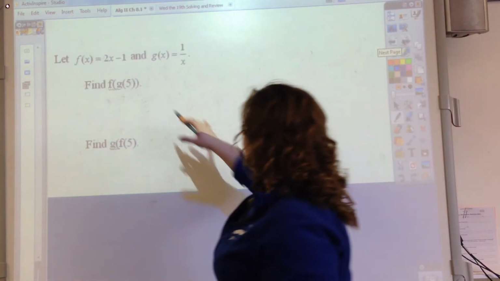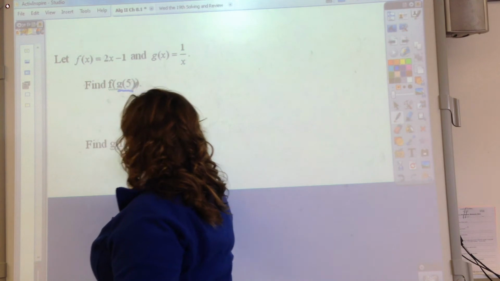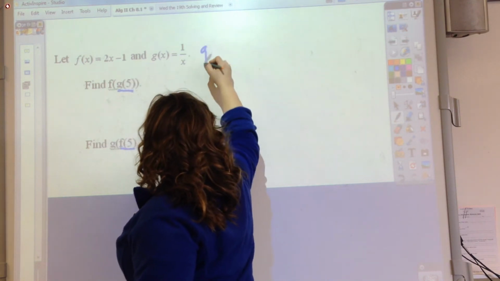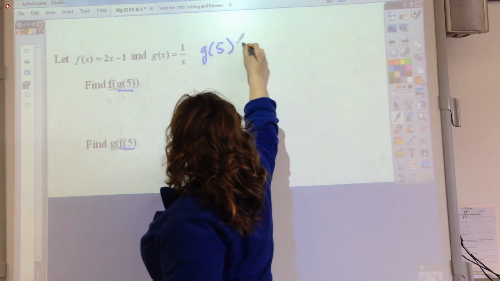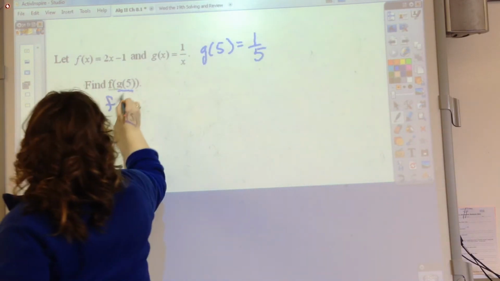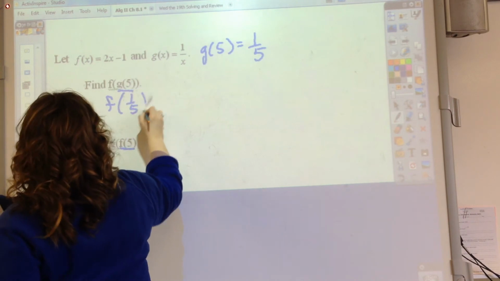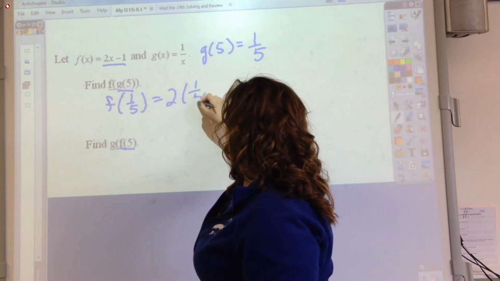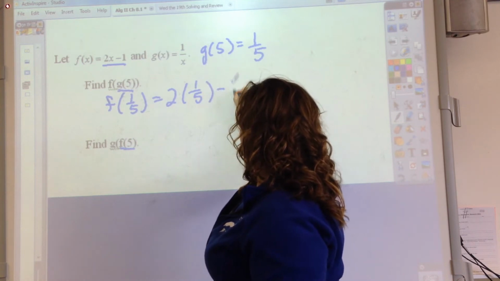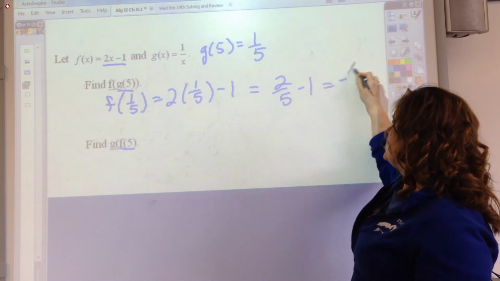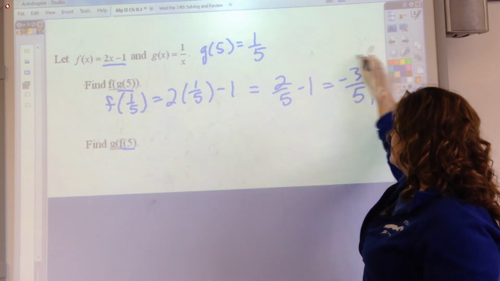All right, what if we, again, do the inside first? Let's find g of 5. Hopefully you'll agree with me that g of 5 is simply 1 over 5. And now I'm going to find f of 1/5. And everywhere I have x, I simply replace it with 1/5. When I simplify, I get 2/5 minus 1, which equals negative 3/5.